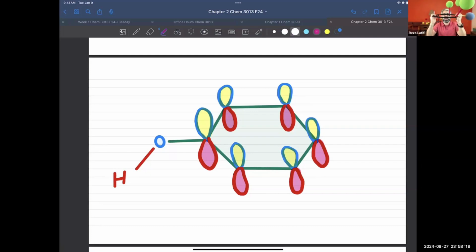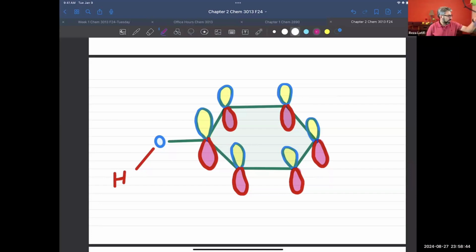So the ring is flat, and then I see a bunch of orbitals. They are up and down the plane. And where is oxygen? Oxygen is completely perpendicular to the pi orbitals. Assume this is oxygen, the purple one, and the green ones are the pi bonds.